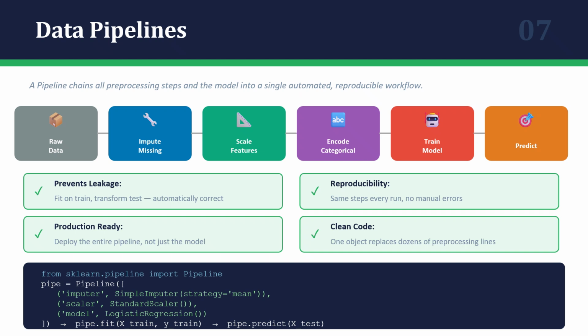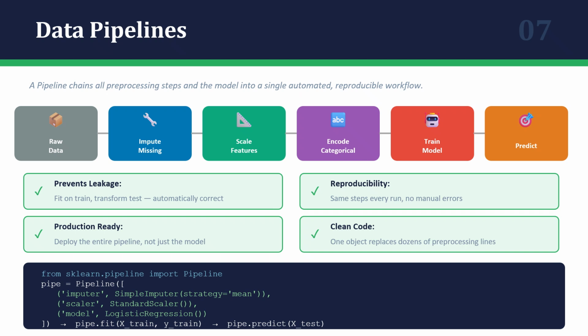How does the sklearn pipeline work? Each step is a tuple, that is, name and transformer or estimator. All steps except the last must have fit() and transform() methods. The last step must have fit() and predict() methods. pipe.fit(X_train, y_train) will fit all transformers on train data, then train the model. pipe.predict(X_test) transforms X_test using fitted parameters, then predicts.